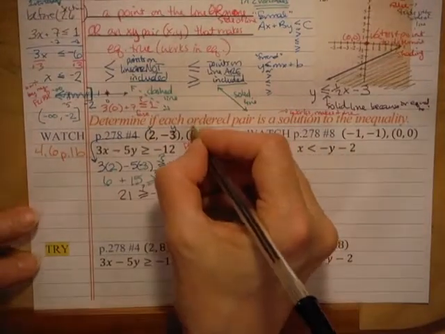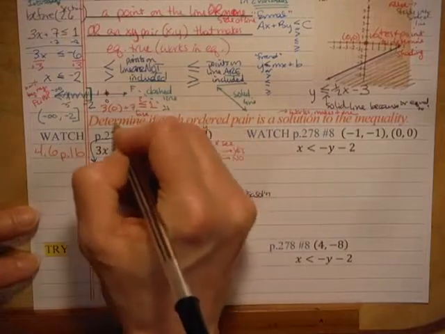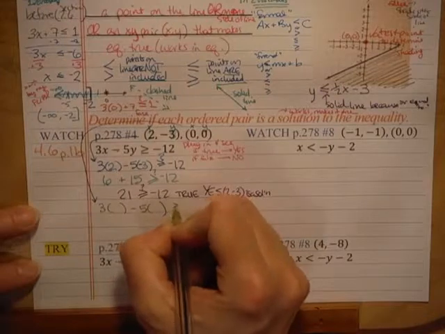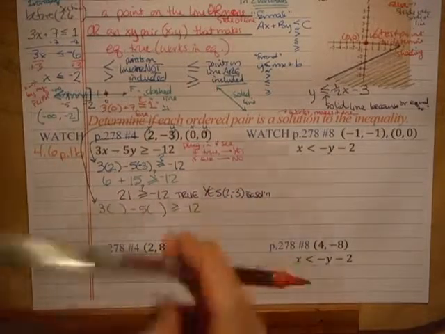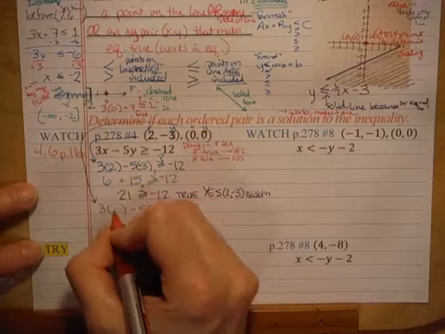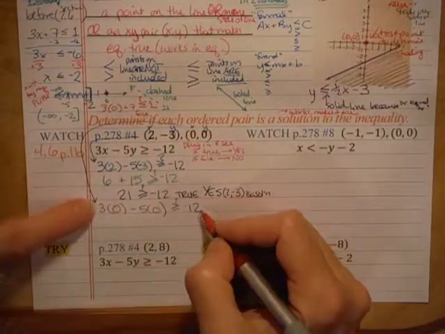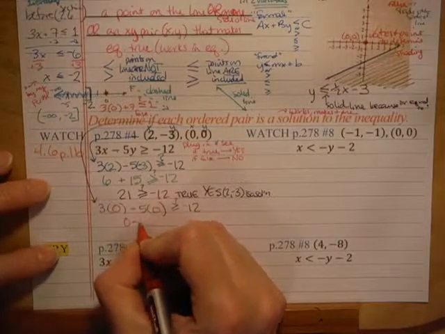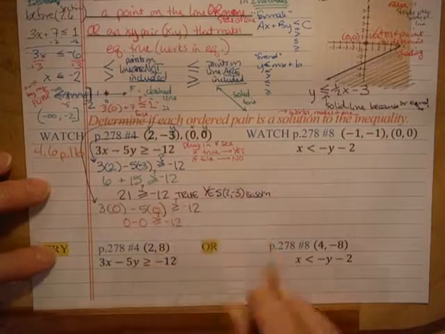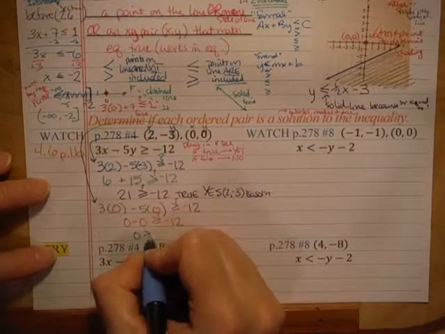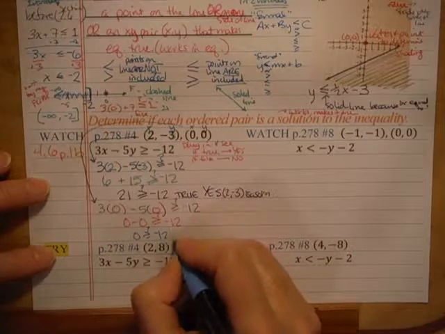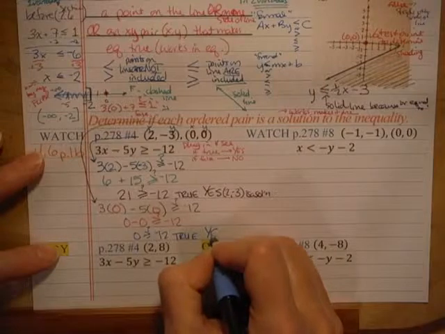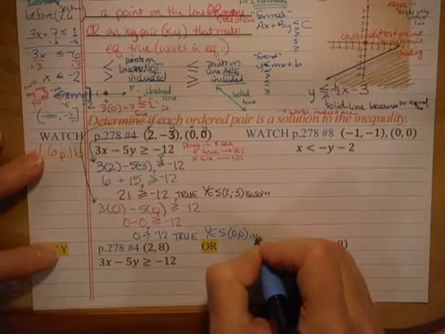Let's try this second point of (0, 0). And I'll draw this one down here. So I've got my 3 times x minus 5 times y is greater than or equal to negative 12. And I'm going to take my x value of 0 and my y value of 0 and plug them in for x and y and just remind myself that I'm testing. And I end up with 0 minus 0 is greater than or equal to negative 12. And so I get 0 is greater than or equal to negative 12. This is also a true statement. So yes, (0, 0) is a solution to this inequality.